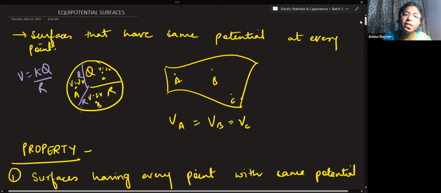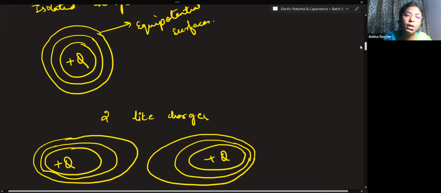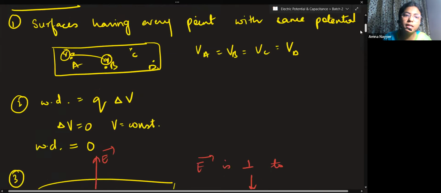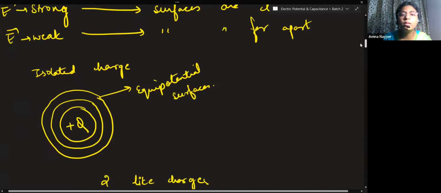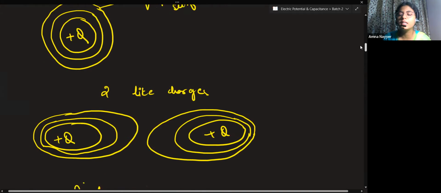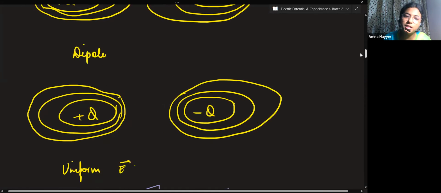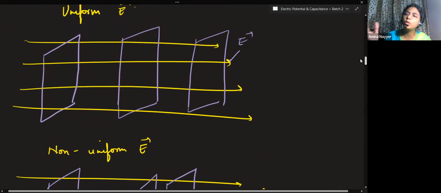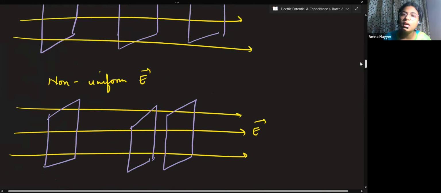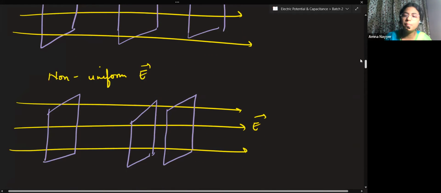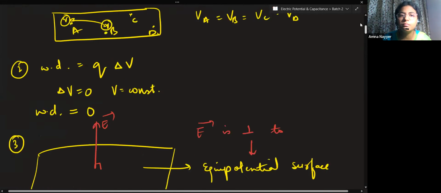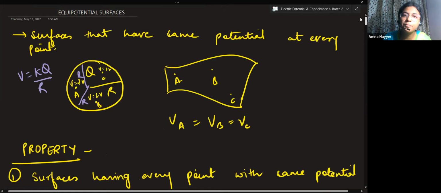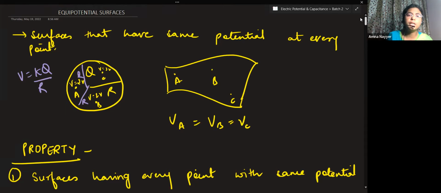All right. Whenever you have to draw, keep these 4 properties in mind. Isolated charge, 2 like charges, 2 unlike charges, and how to draw uniform and non-uniform. For uniform, you have to keep it aligned at a certain distance. For non-uniform, you have to keep it separated. Clear to all of you? This is the whole equipotential surface topic. All right, so just note it down.